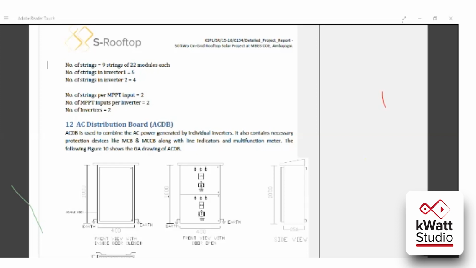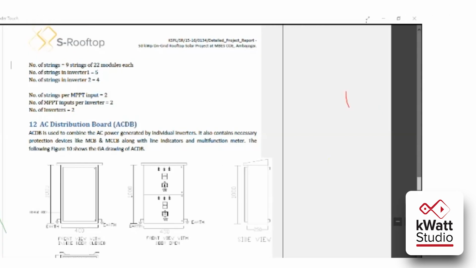Next one is design strategy. Then the loss detail, what losses are going to occur in your solar power plant and how they will affect your power generation. After loss calculation, you have to add the DCDB details, ACDB details, and then the SLD. SLD is nothing but the circuit diagram of your whole power plant. You have to add how the components are connected to each other. In the single line diagram, you can mention.